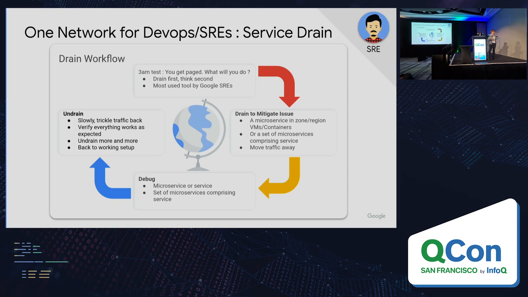So what are you gonna drain? You can drain a microservice, you can drain a zone in the region. The microservice could be VMs, could be containers, could be serverless, a set of microservices, and the traffic just moves away administratively. So nothing gets brought down. It's still up, it just no longer receives service. So your mitigation is done because traffic actually moves, so hopefully the other regions are not affected. And you're free to debug whatever happened with the running deployment. And then once you find a problem, you undrain, slowly trickle traffic back, more and more, and get back to a working setup, and wait until the next 3 a.m. page happens.